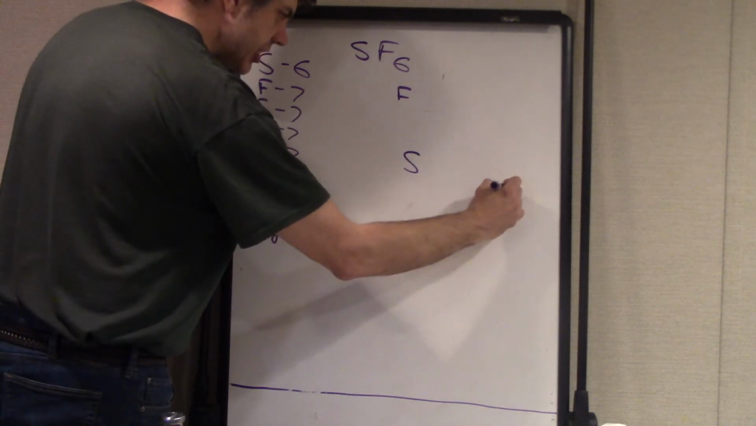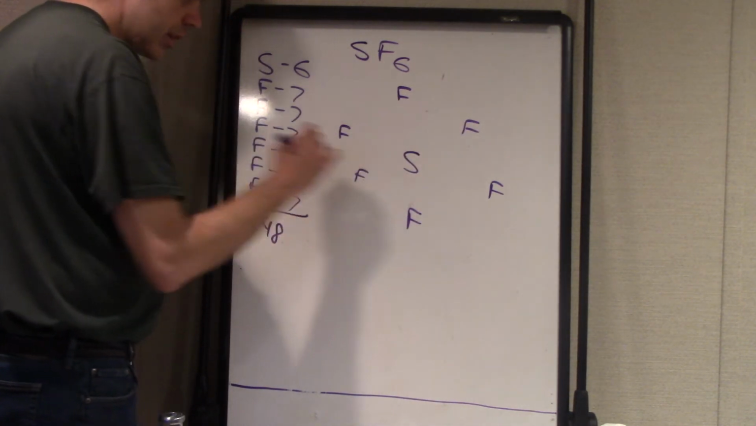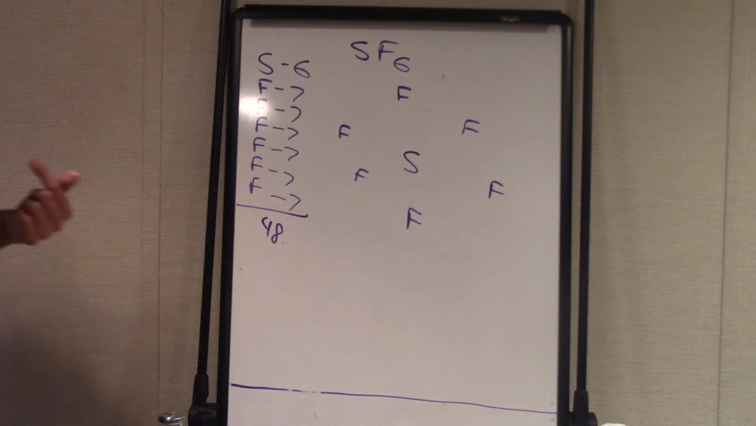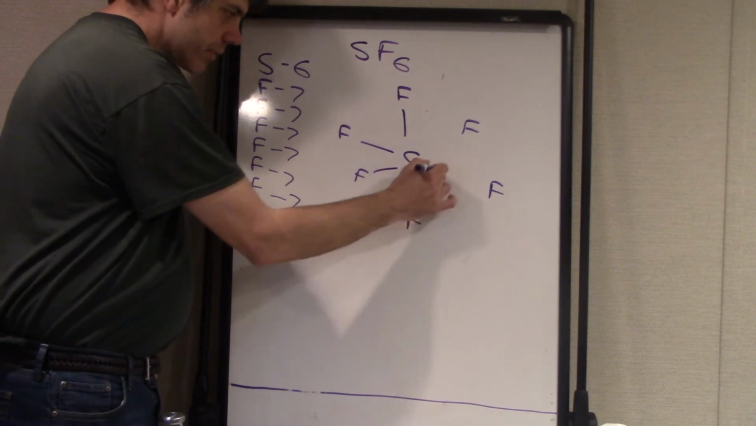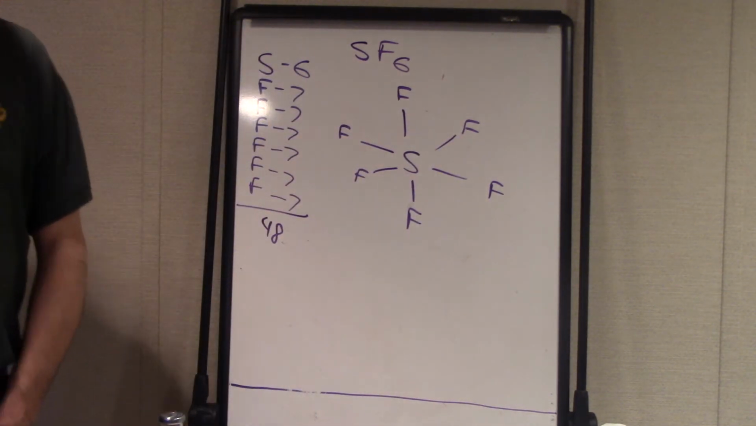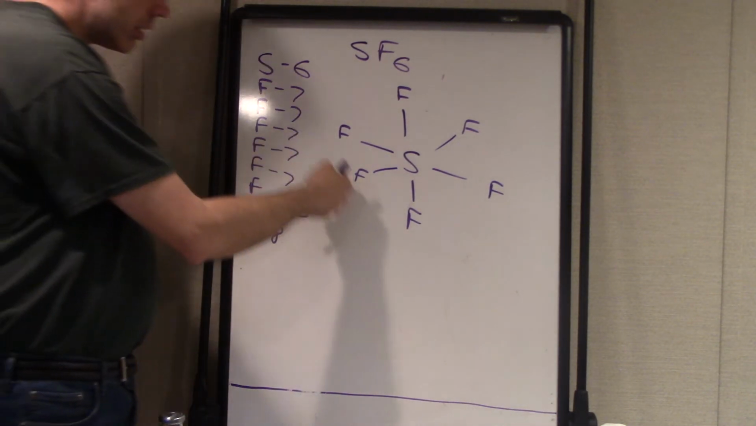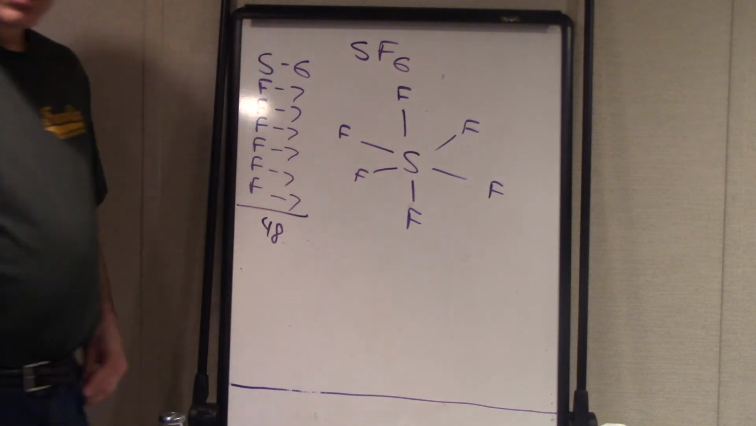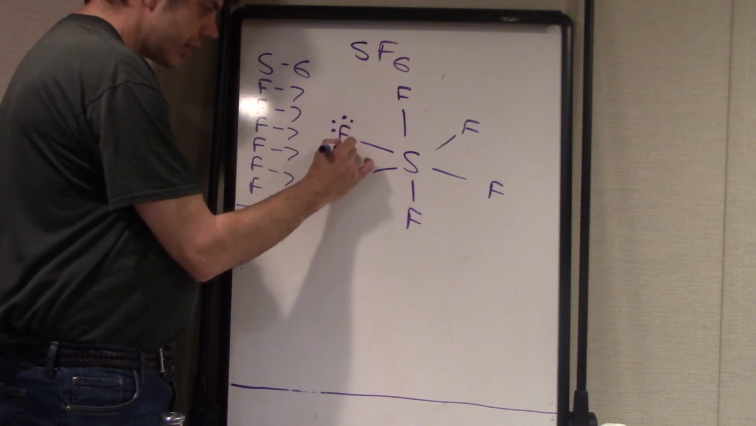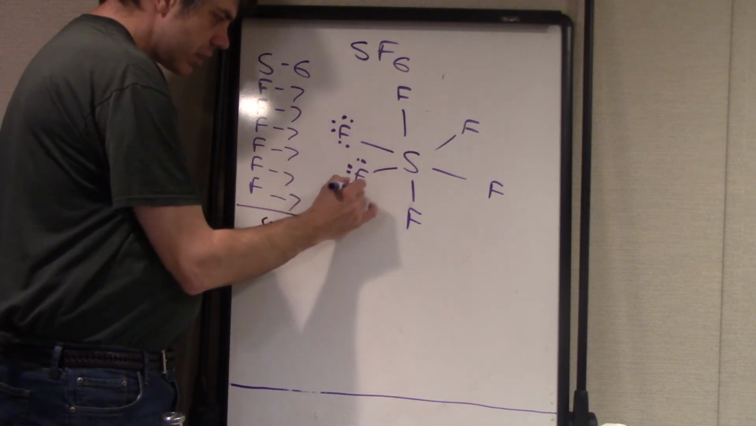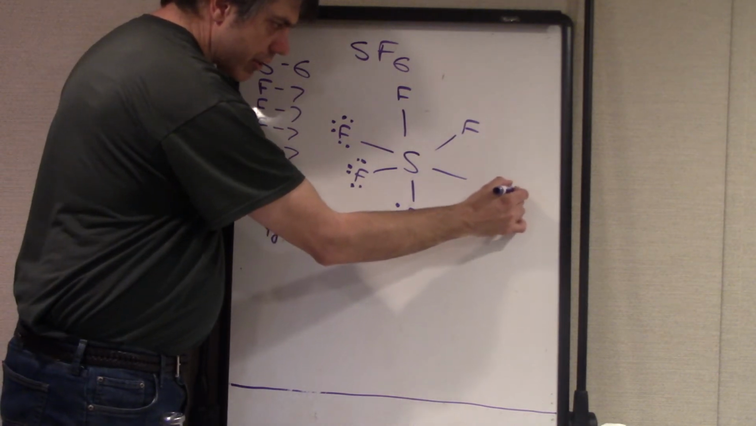So I'm going to stick 6 fluorines around this central sulfur. I'm going to make a single bond connecting each outer atom with the central atom. The next step when you're doing a Lewis structure is to complete the octet on those outer atoms. So for these outer atoms, we need 3 lone pairs on each, just like what we've been doing. So I'm going to fill in 3 lone pairs on each one of these outer atoms.